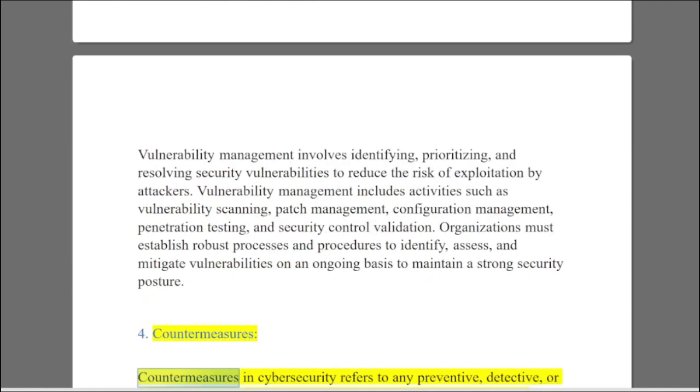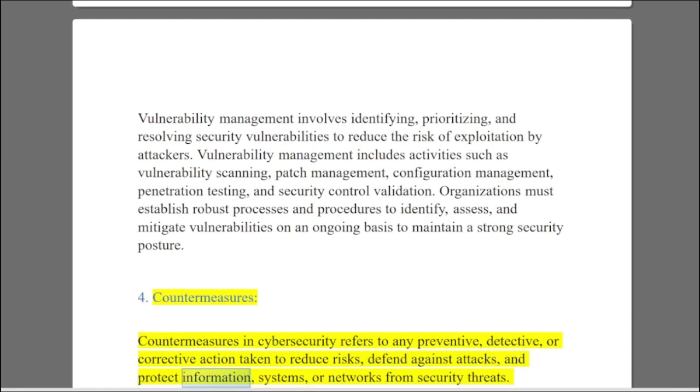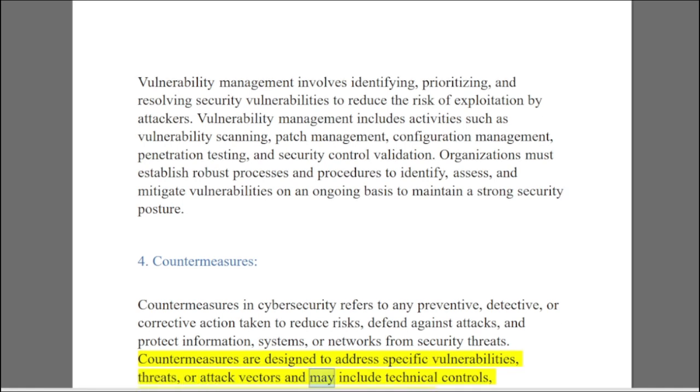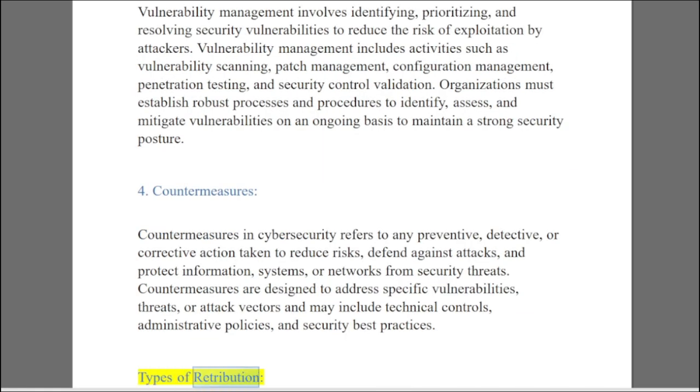Countermeasures. Countermeasures in cybersecurity refer to any preventive, detective, or corrective action taken to reduce risks, defend against attacks, and protect information, systems, or networks from security threats. Countermeasures are designed to address specific vulnerabilities, threats, or attack vectors and may include technical controls, administrative policies, and security best practices. Types of countermeasures.